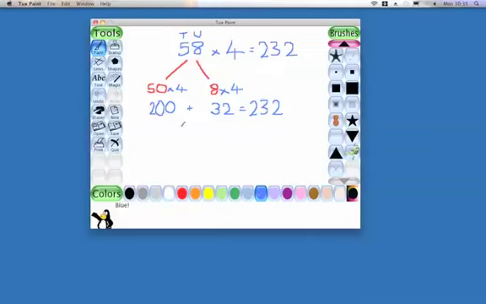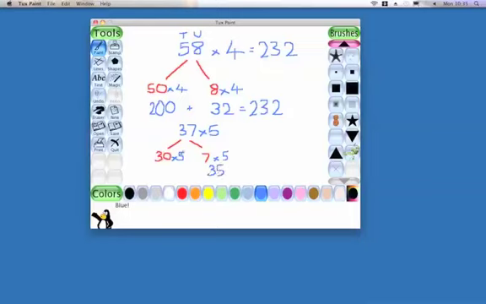Let's do 37 times 5. Partition it. 30, there's our tens, and 7, there's our units. We now need to times each by 5. So let's do the units first. 7 times 5 is 35.